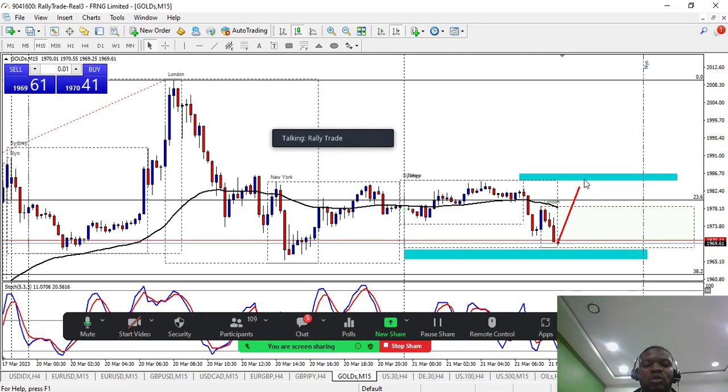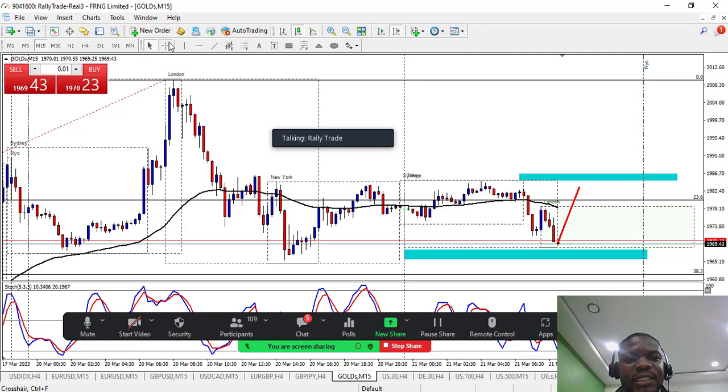Now there's a way I normally do it. I can start with a smaller volume. So this is like my first point of interest. If it retraces further towards my second point of interest, I would like to take another volume to add to it. So we are selling at 1986 around this area.